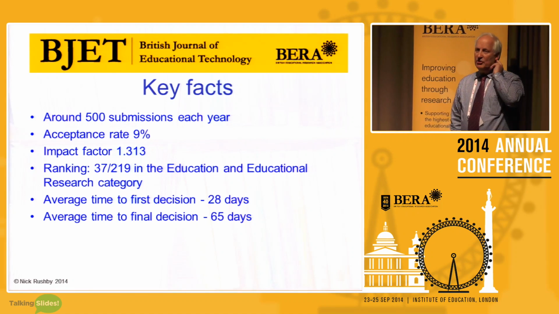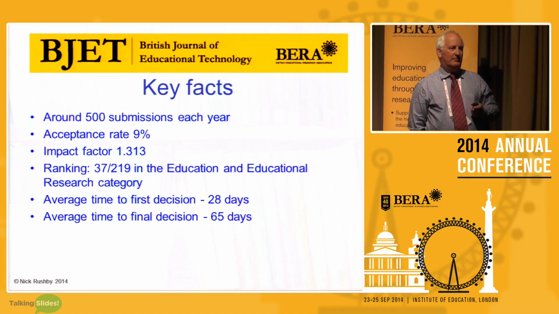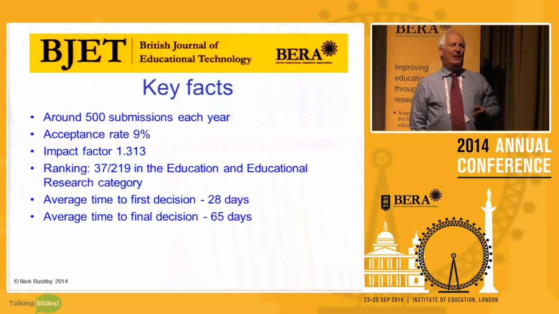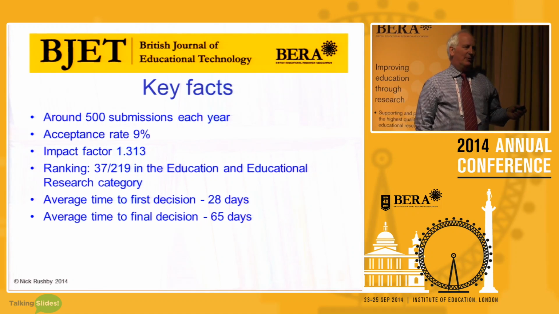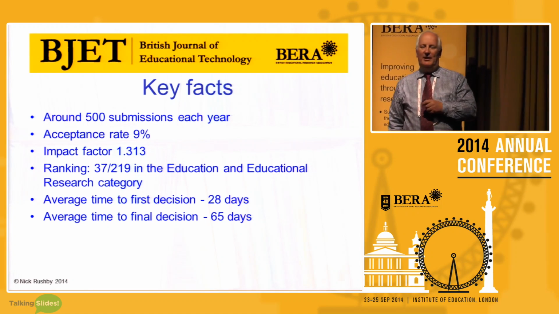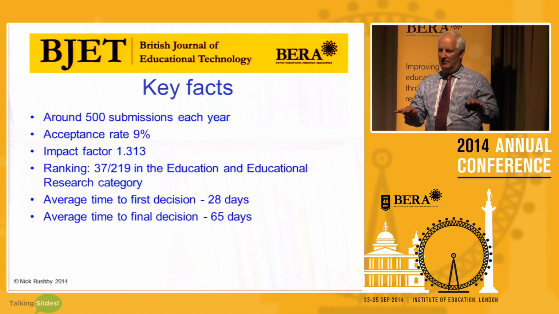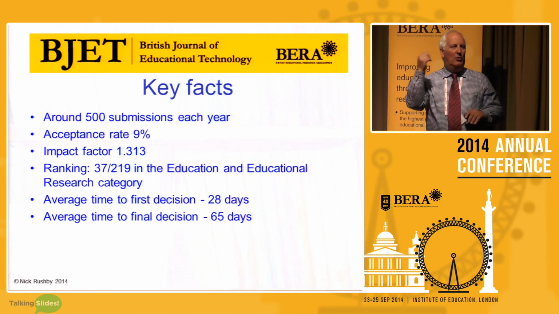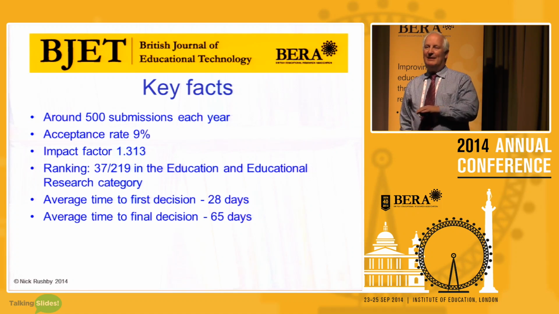About 500 submissions each year. The acceptance rate is about 9%. The impact factor, well, it really depends whether you believe in impact factors. A lot of people think they're total rubbish. They can be manipulated, and trying to compare journals in different areas, impact factors aren't really very helpful. For example, 1.3 is quite a good impact factor for our field. In psychology, you'd be looking for 10 times that.